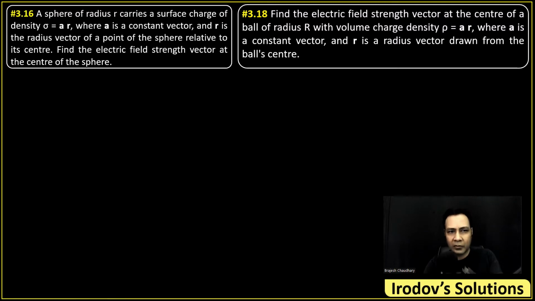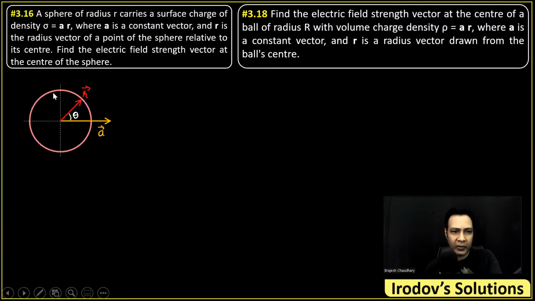So let me state question 3.16. It states: a sphere of radius R carries a surface charge density sigma equal to a dot r, where a is a constant vector and r is the radius vector of a point of the sphere relative to the center. Find the electric field strength vector at the center of the sphere. So in that question, this is a sphere of radius R, and it has a surface charge density sigma.